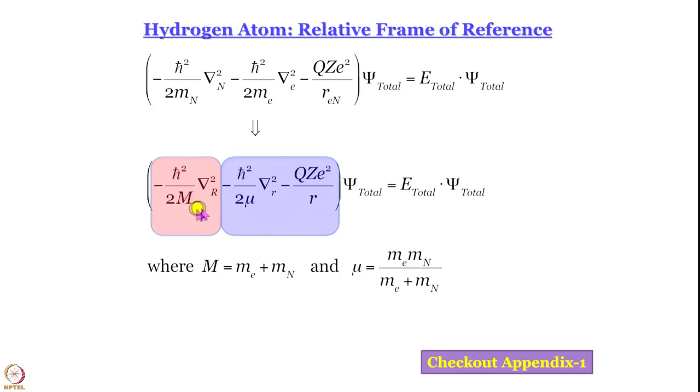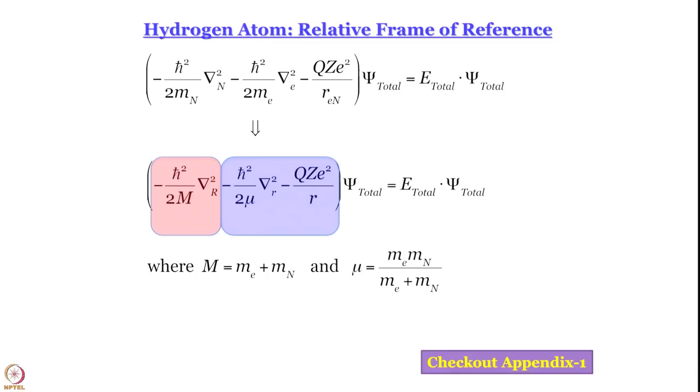But what is important to see, the reason why we have two colors of highlights, is that the first term is minus h cross square by 2 capital M. Remember, capital M is the total mass of the atom, minus h cross square by 2 M del capital R square. So, this would be the kinetic energy term of the center of mass. The second term is minus h cross square by 2 mu. What is mu? The reduced mass multiplied by del small r square. So, the second term is the kinetic energy term of the electron with respect to the nucleus.